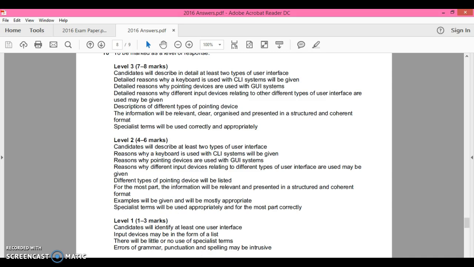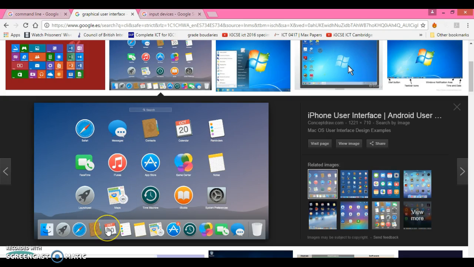Now, looking at this, you don't just say for a graphical user interface, I would use a mouse to point and click. Say the reasons why. Say a graphical user interface is made up of graphics, using icons rather than menus. Maybe there are some menus. And say to enter the application that I need, I would use a mouse or a touchpad. The reason for that is I would need to open the application using a pointing and clicking device.